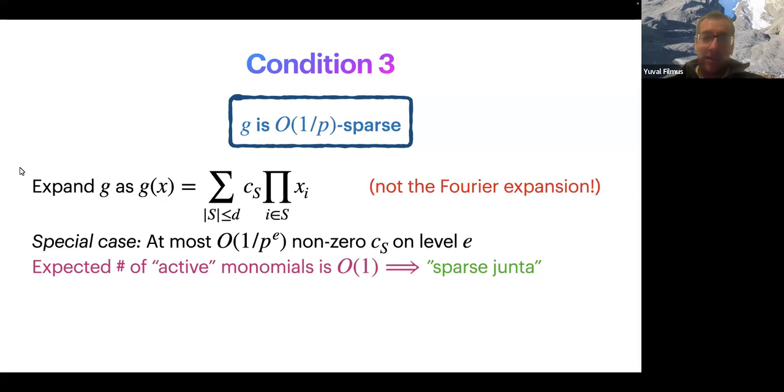Okay, and this sparsity condition, what's written here, you can check that it implies that the expected number of these monomials is order 1. So on a random input, in a sense, this function looks like a junta. I'm not sure if you find it convincing, but this is why we call this a sparse junta. This is actually the origin of the name.